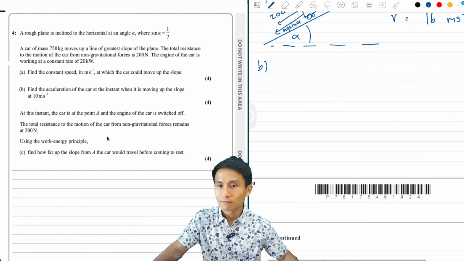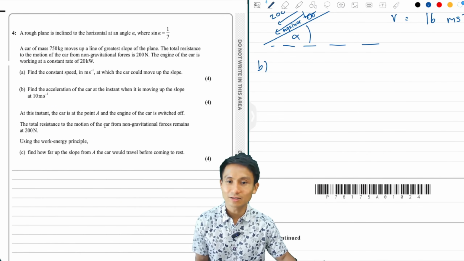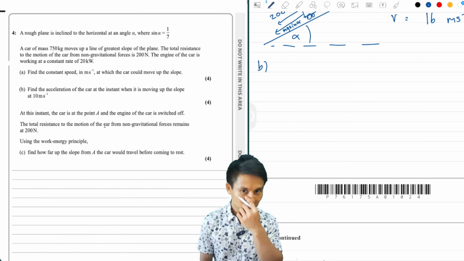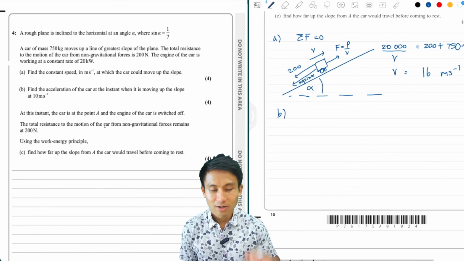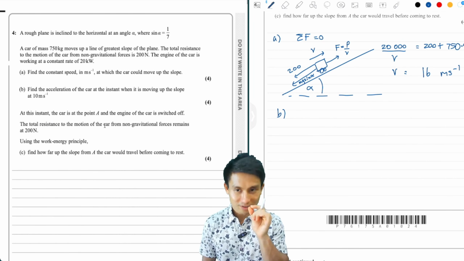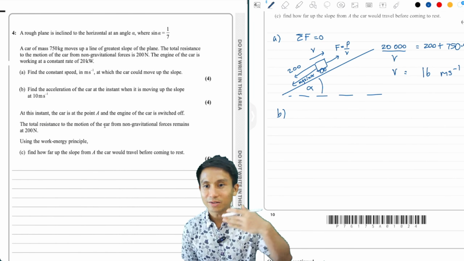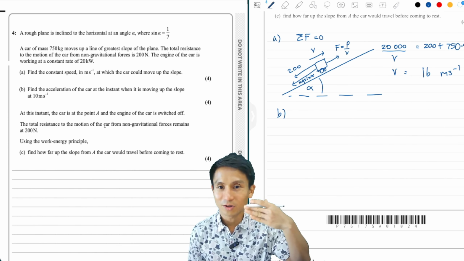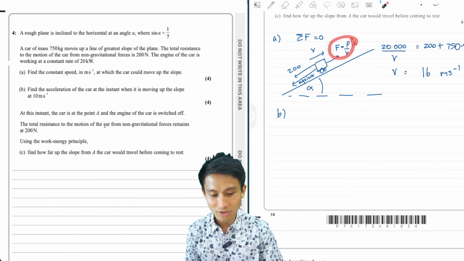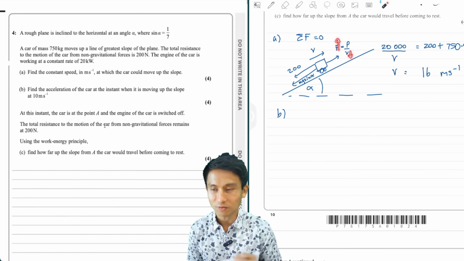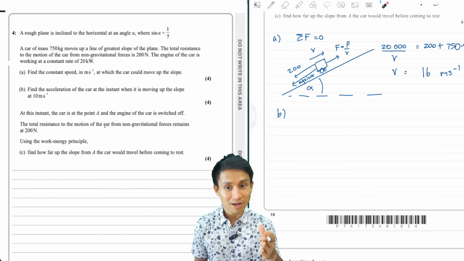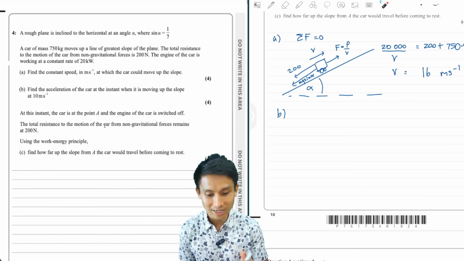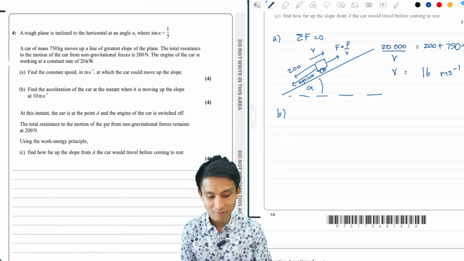Part B. Find the acceleration of the car at the instant when it is moving up the slope at 10 meters per second. Now, note that the speed decreases quite a lot. That means there is now a greater force. Because if you look at the equation here, when you have a smaller v, you have a greater force. Inversely proportional. So there will be a resultant force up the slope, and that's why it's asking for acceleration. Just understand the physics there first.